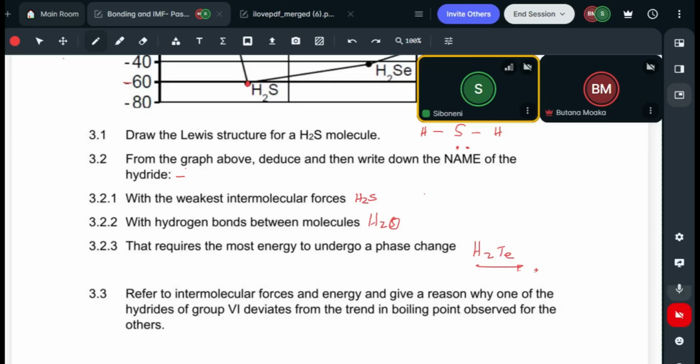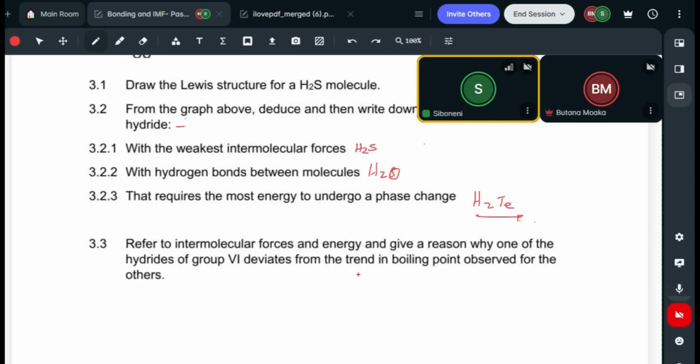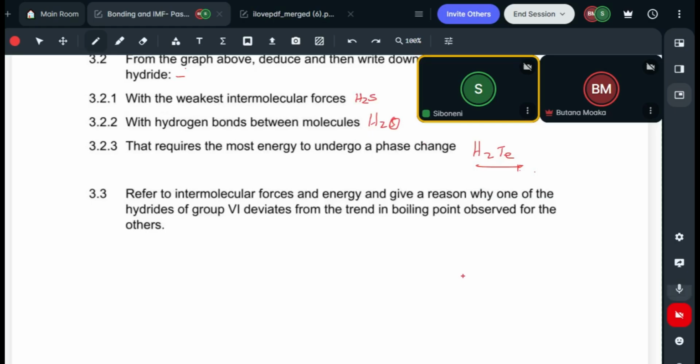Okay, so now refer to the intermolecular forces and the energy and give a reason why one of the hydrides deviates from the trend in the boiling point observed for the others. So let's talk about the trend. Normally boiling point increases with molecular mass. Do you know that? Yes. The boiling point increases with molecular mass.